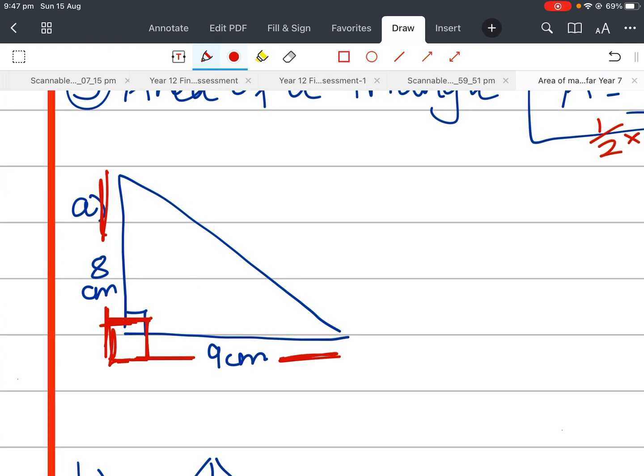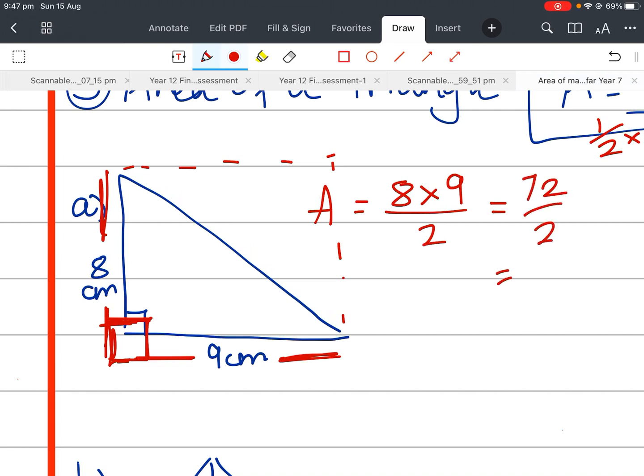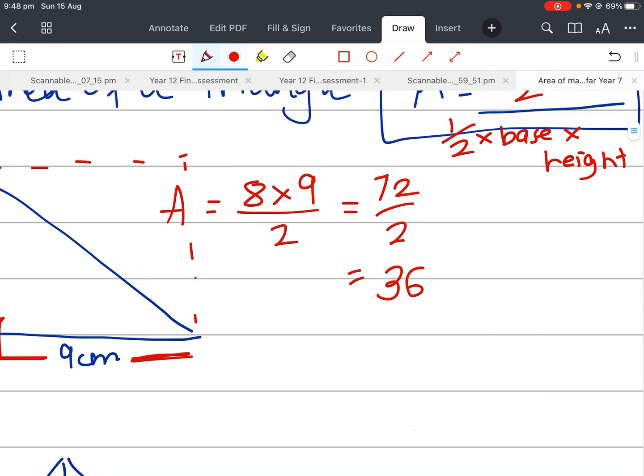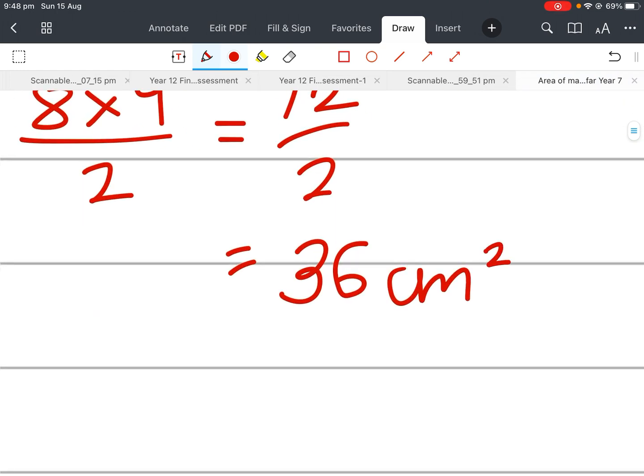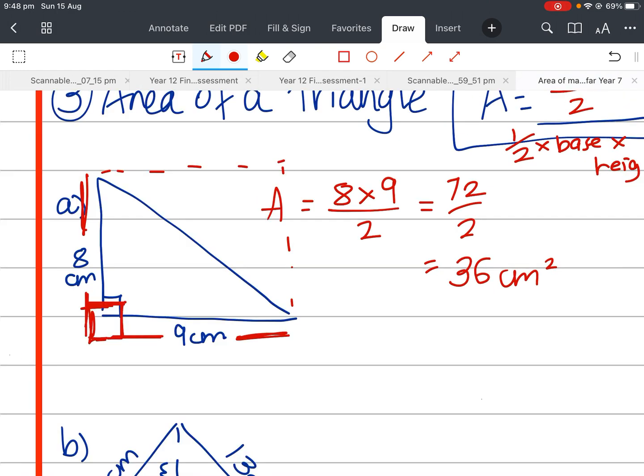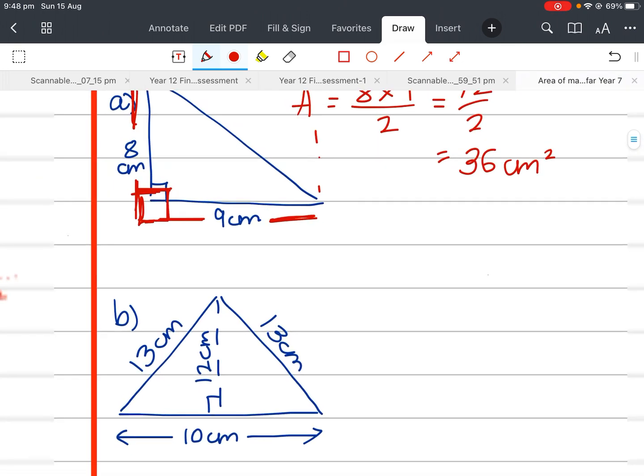So if you want to do it the same way as the lady did on the video, base times height is 8 times 9, because that would be the same as doing a rectangle, but we know a triangle is only half of a rectangle, don't we? So we halve that answer. 9 times 8, I'm going to use my calculator, is 72. And half of 72, divide that by 2 on my calculator, and I get 36. So my answer is 36 centimeters. And don't forget, it's an area answer, so I'm putting a squared so I know it's an area answer.